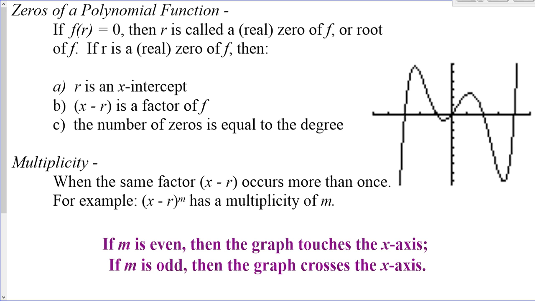So zeros of polynomial function. If f of r is equal to 0, then r is called a real 0 of f, or root of f. If r is a real 0 of f, then we can assume these 3 things. r is an x-intercept, x minus r is a factor of f, and the number of zeros is equal to the degree.